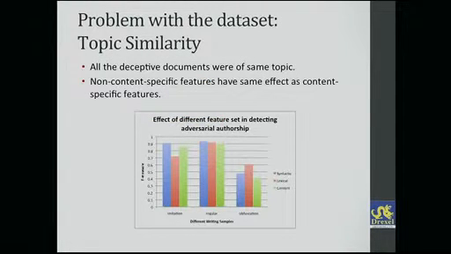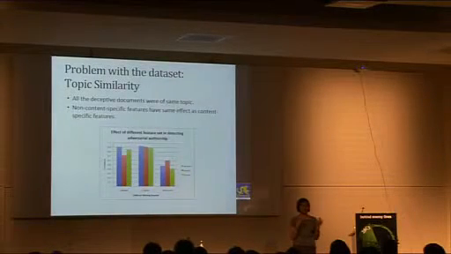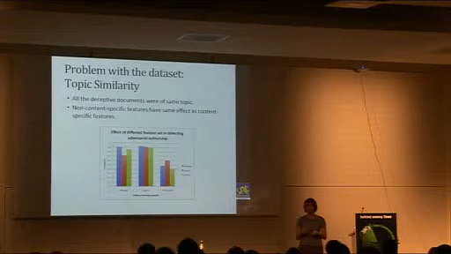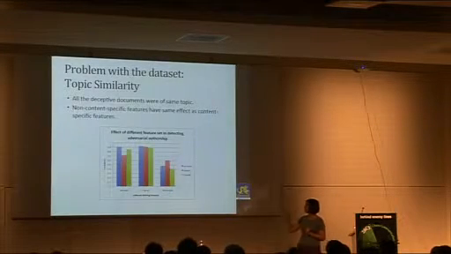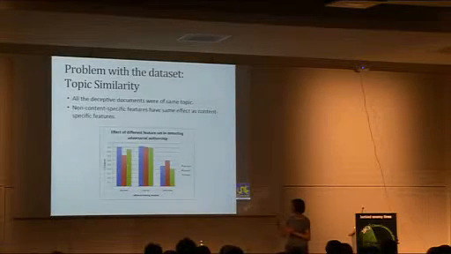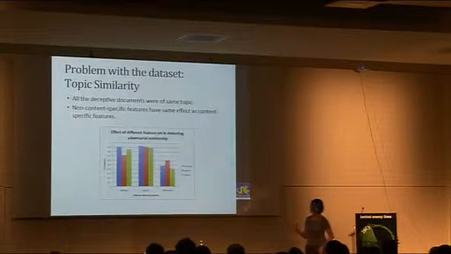One problem with our data set is topic similarity. All the deceptive documents were on the same topic. When we asked people to obfuscate their writing style, they wrote about their neighborhood. And in the imitation data set, they wrote about their morning, and they imitated exactly one author. So topic similarity might be a reason why we can distinguish these different kinds of writing style. Though we used non-content specific features to see if topic similarity is a reason, and we found that non-content specific features give us almost the same accuracy as content specific features.